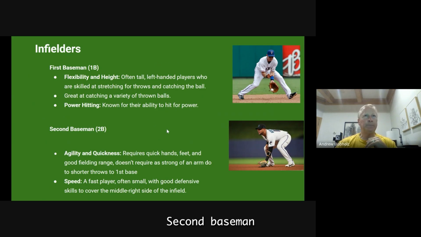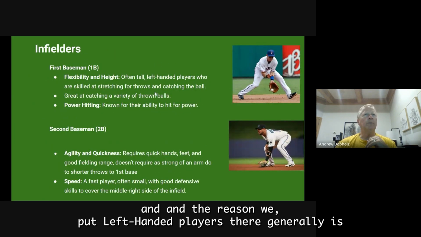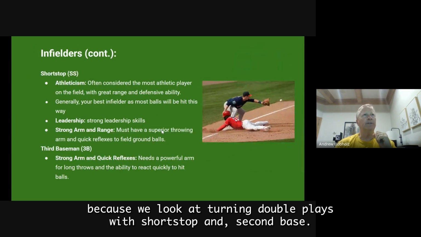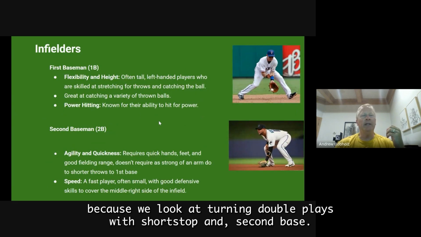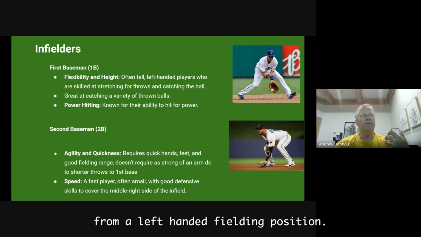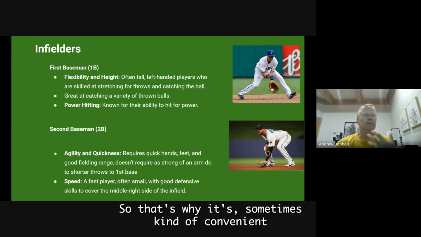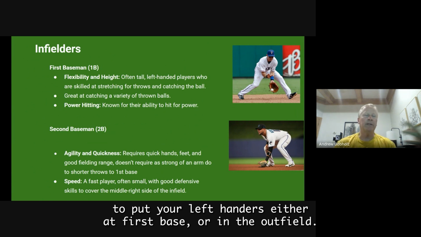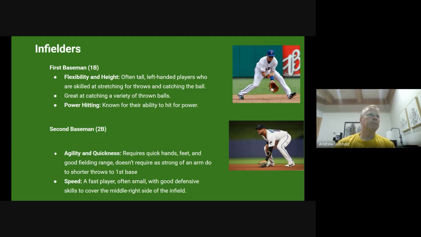Second baseman, and the reason we put left-handed players elsewhere generally is because when we look at turning double plays with shortstop and second base, it's a little bit harder to turn those double plays from a left-handed fielding position. So that's why it's sometimes convenient to put your left-handers either at first base or in the outfield.